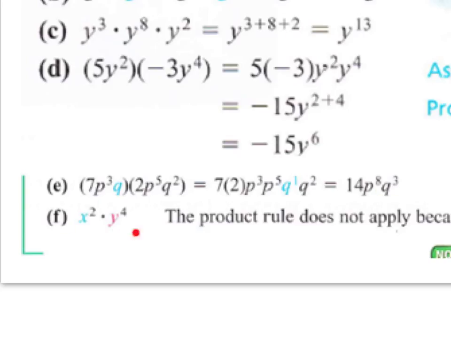And then here, x squared times y to the 4th, the product rule does not apply since the bases are different.